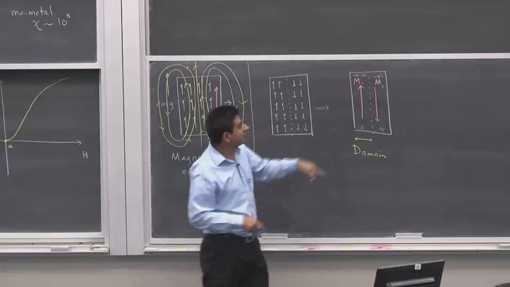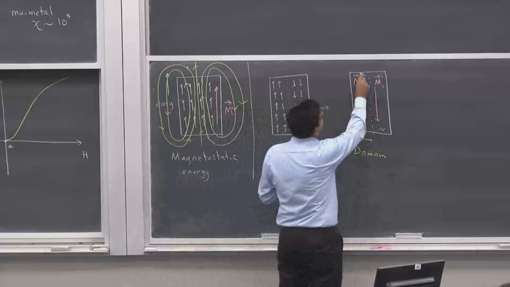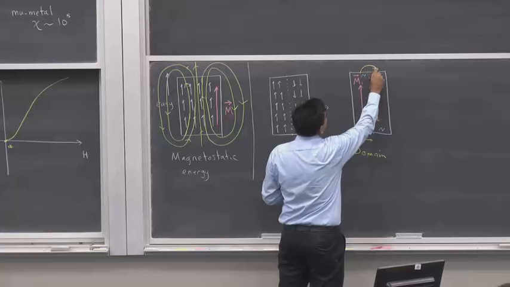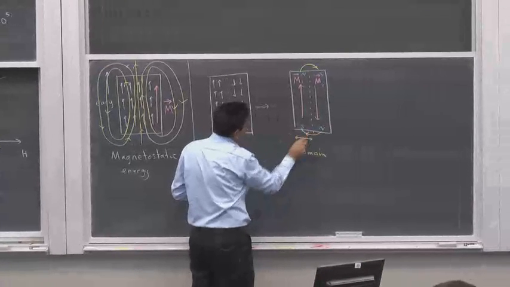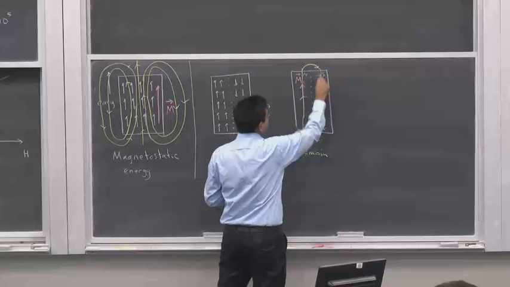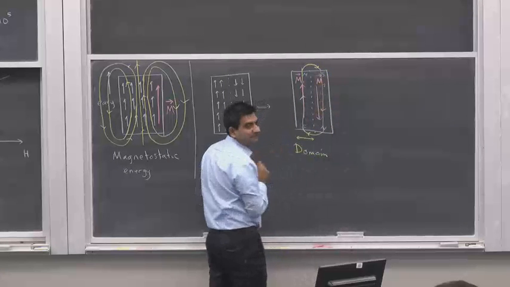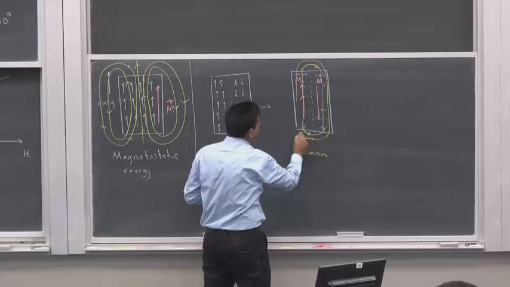Now if you draw the magnetic field lines due to this two-domain configuration, field lines will come out of the north pole and go into the south pole. They will come out of the north pole and go into the south pole. And they will be continuous. They have to be continuous because of Gauss's law of magnetism. So field lines will have a configuration like this.